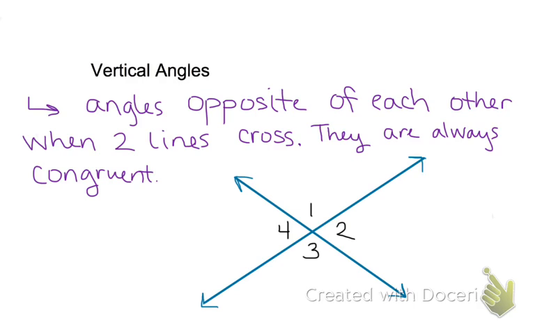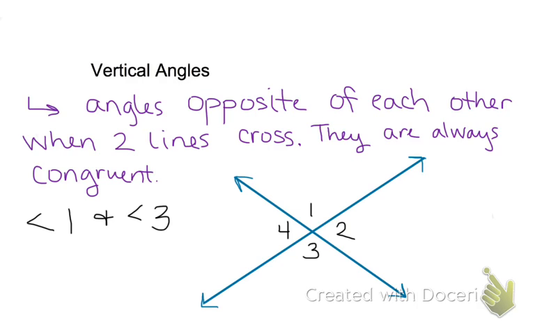Today we're going to look at vertical angles. Vertical angles are angles that are opposite of each other when two lines cross. One important thing to note is that they will always be congruent. So if we look at this picture below, our two vertical angles would be angle 1 and angle 3.